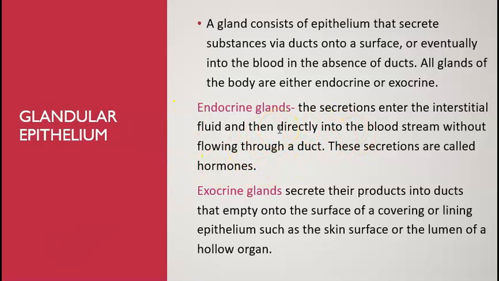Examples of endocrine glands are the pituitary and thyroid glands, etc. Examples of exocrine glands are the sudoriferous glands, that is sweat glands, and sebaceous glands. All these are examples of exocrine glands.